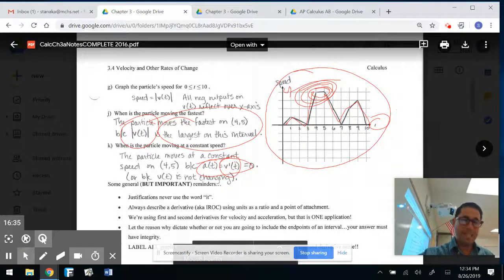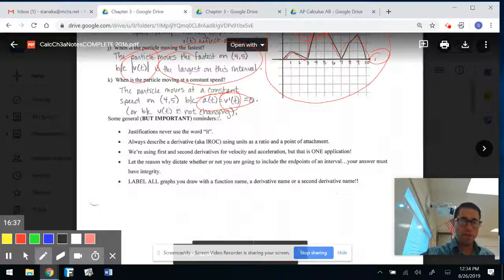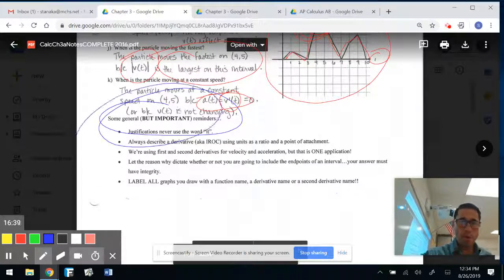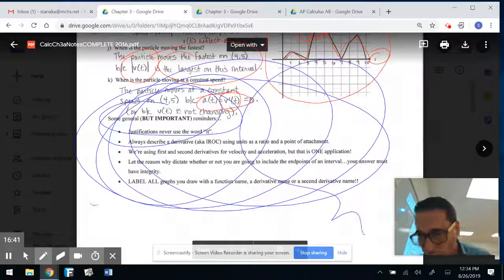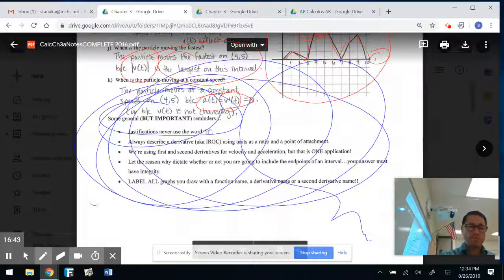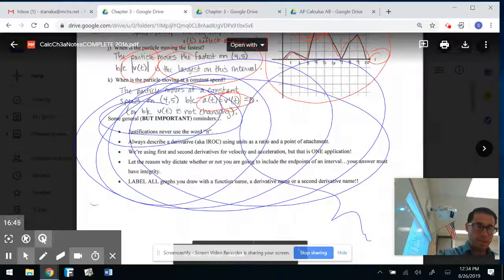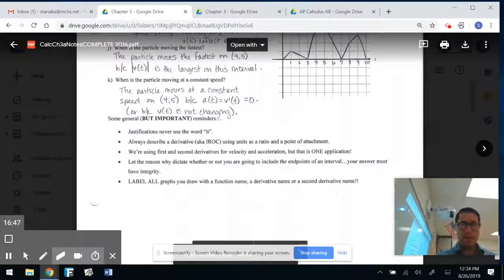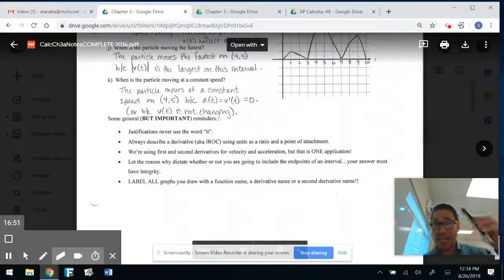All right, some ridiculously important notes right here. Okay, let me get rid of that. Sorry, getting a little crazy over here. Getting mad at my pen not working. All right, some general but important reminders.